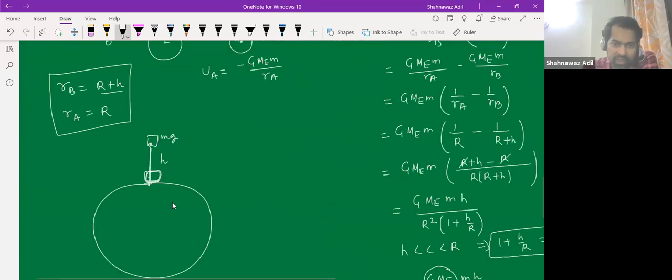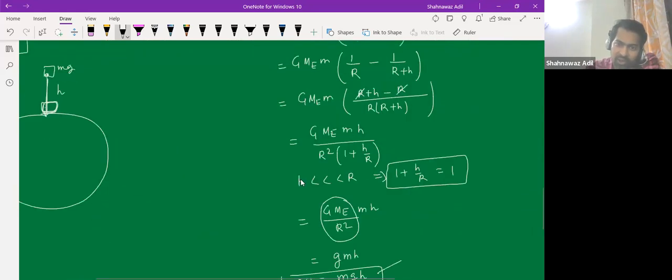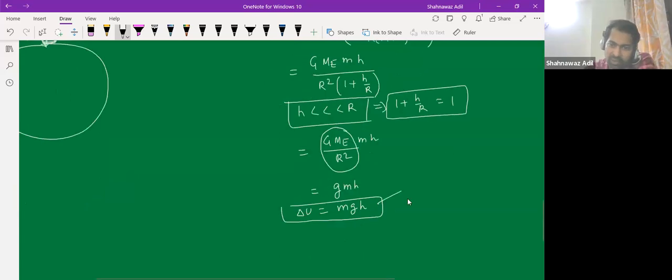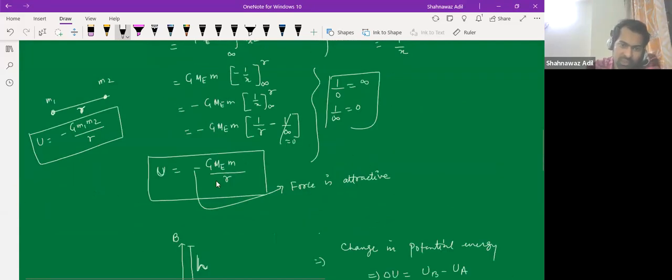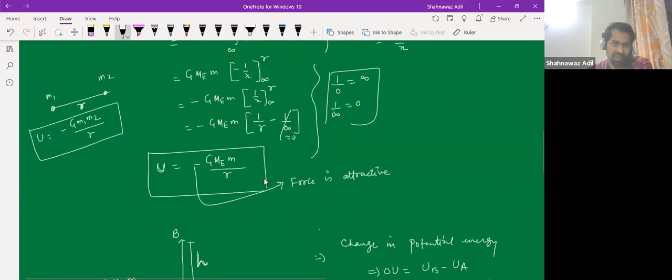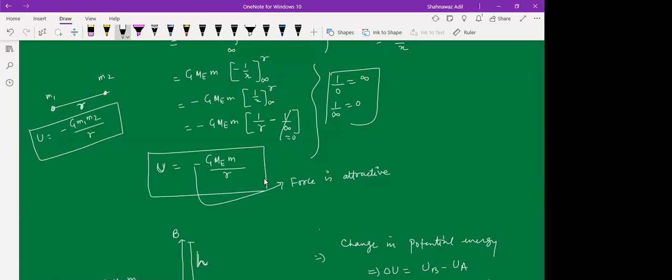So this is the potential energy you get when you pick an object from the surface to this height. And remember, this condition is only applicable when your height is very small compared to the radius of the earth. Otherwise, you have to use this one. This would be the potential energy. Is that clear, everyone? Yes, sir.